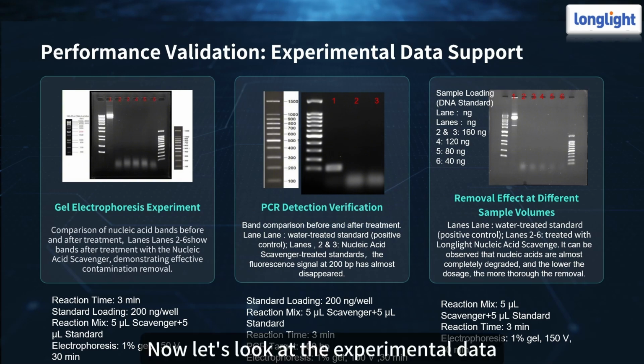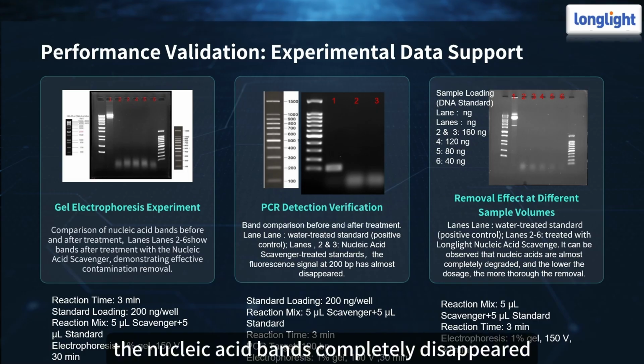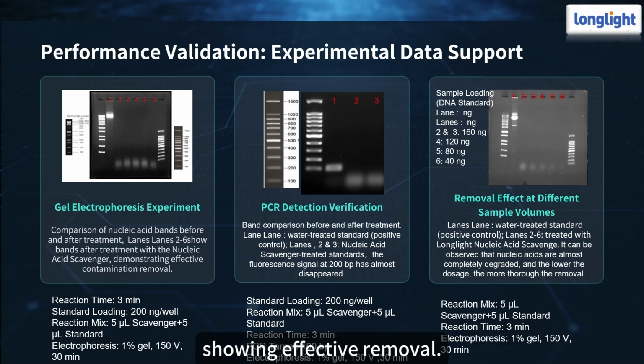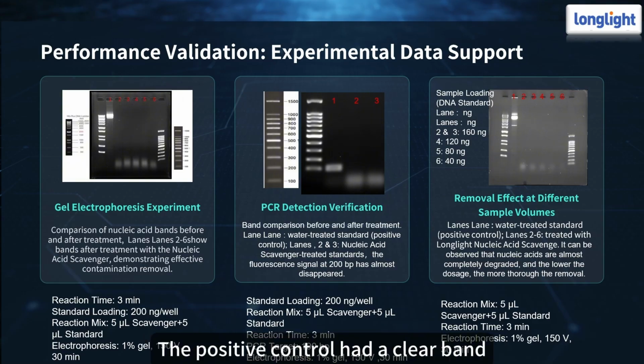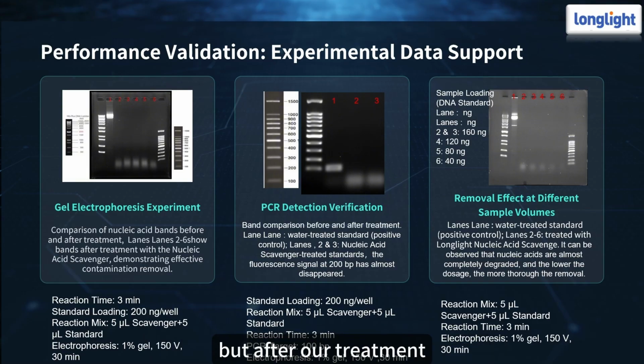Now let's look at the experimental data that proves its performance. First, the gel electrophoresis experiment. As you can see, after treatment with our scavenger, the nucleic acid bands completely disappeared, showing effective removal. Then we did PCR detection verification. The positive control had a clear band, but after our treatment, the signal was almost gone.